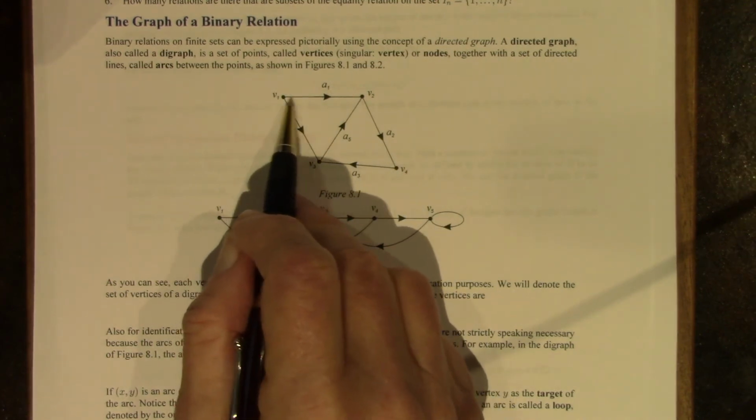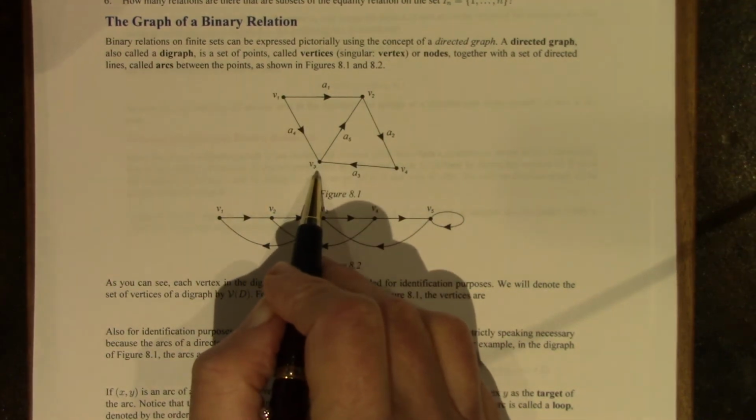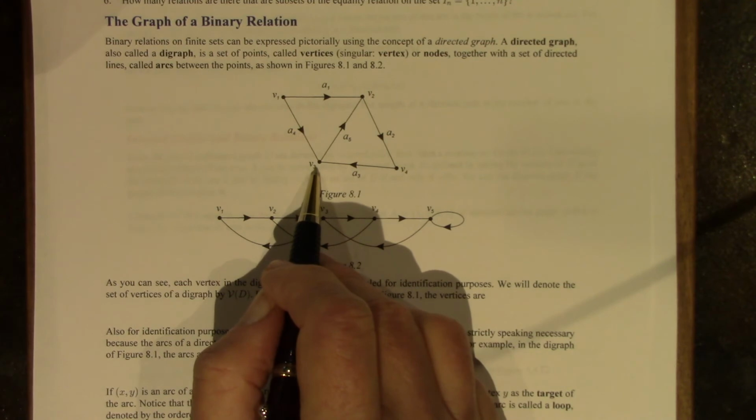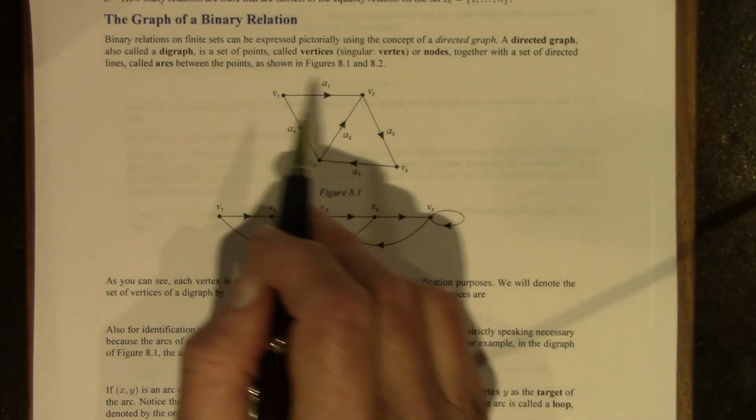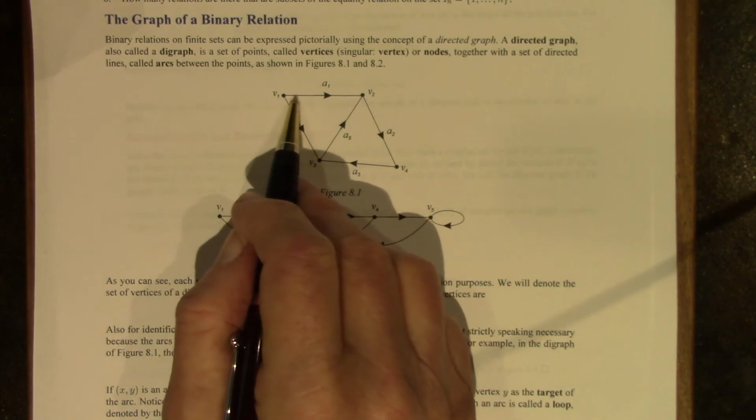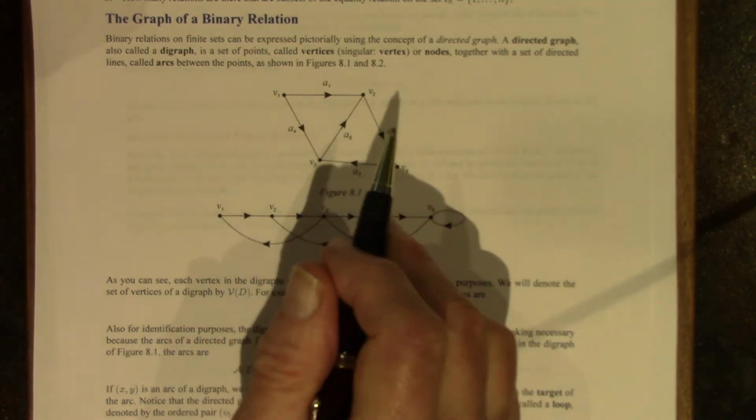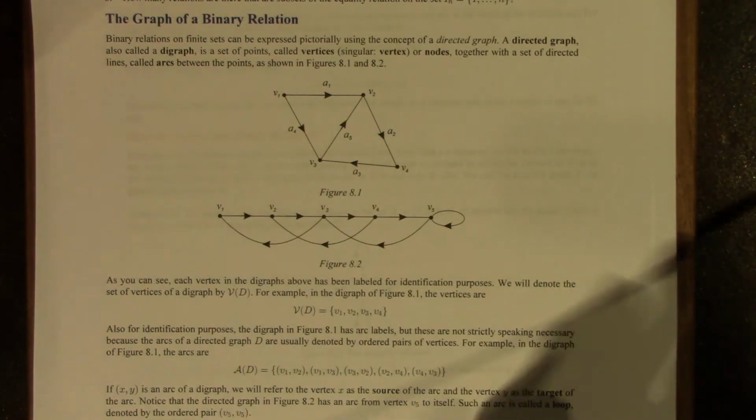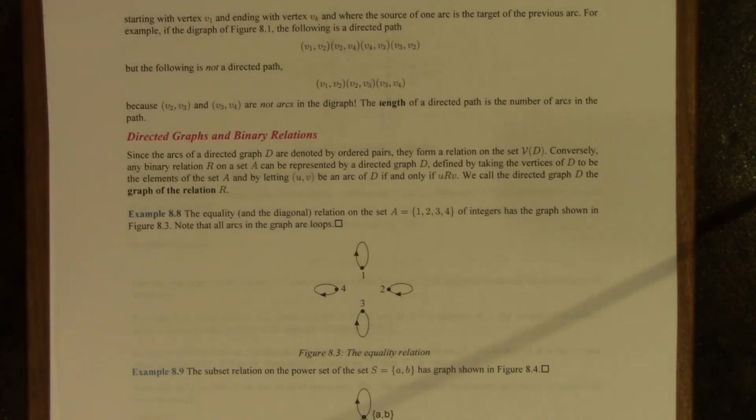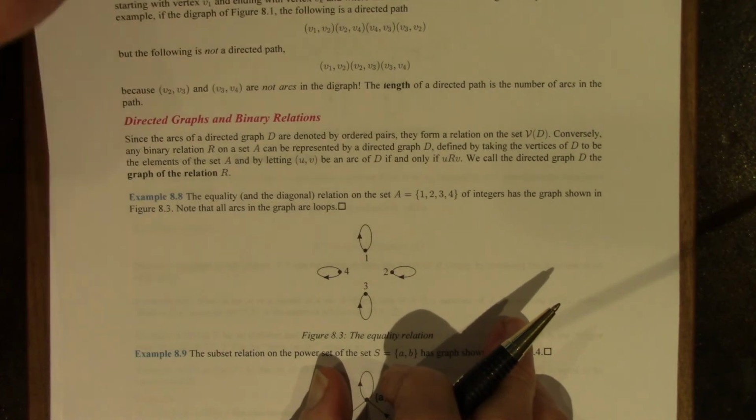V1 to V2 to V3 is not a directed path because this is pointing in the wrong direction. Just think of an ant crawling along these lines, and it's smart enough to know it has to follow the arrows, and you can trace out the paths. The length of a path is the number of arcs in the path.